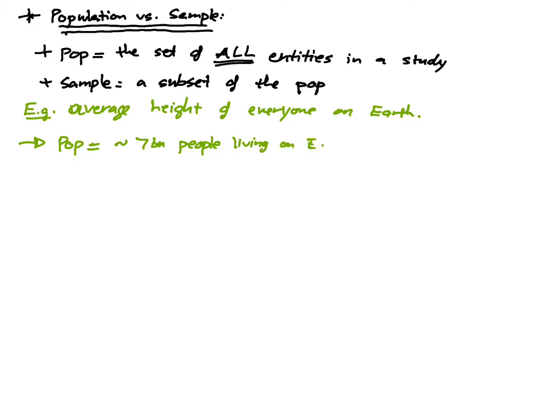Okay, so people in the United States, people in Canada, people in the UK, people in South Africa, China, Brazil, everywhere, right? Of course, we can't possibly measure the heights of all 7 billion people. And so the idea is we want to take samples, right? So a sample is a subset of the population.